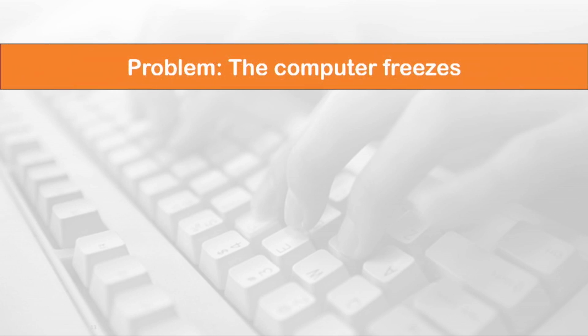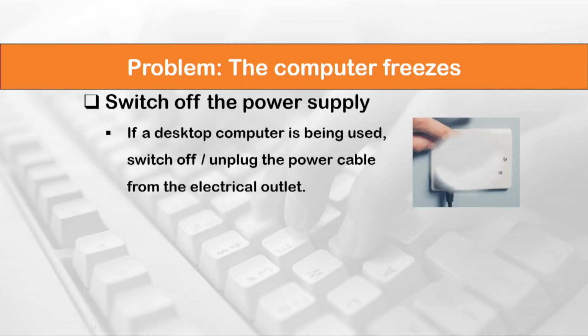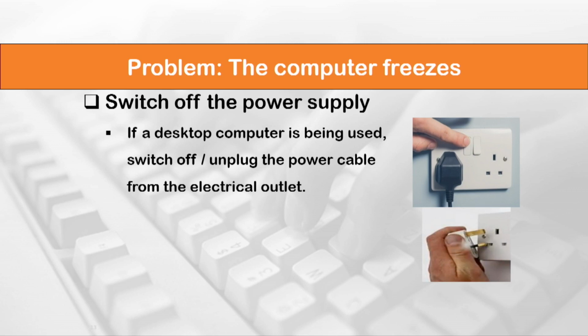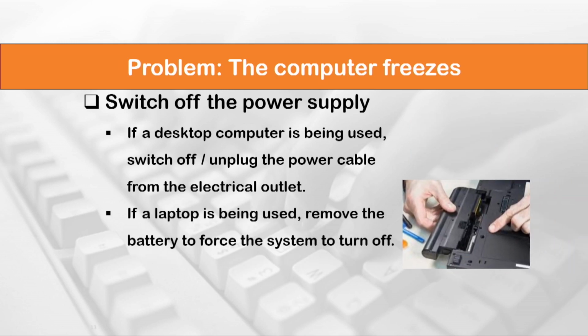If the computer still will not shut down, switch off the power supply. If a desktop computer is being used, this can be done by switching off the power supply or by unplugging the power cable from the electrical outlet. If a laptop is being used, remove the battery to force the system to turn off. After a few seconds, reconnect everything and switch on the device again. Note that, for safety reasons, this troubleshooting should be carried out with the help of an adult.